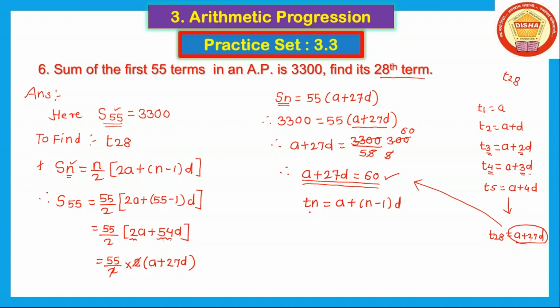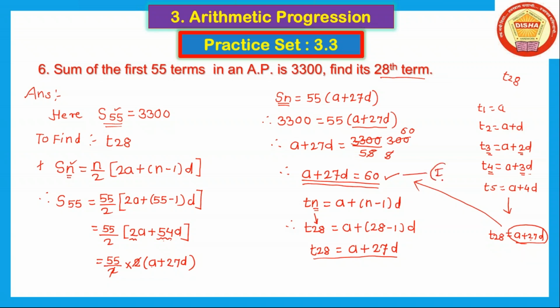So here we use the formula of Tn is equal to A plus n minus 1 into D. Then the value of n is given. We have to find here T28. Means we put n is equal to 28. So we write here A plus 28 minus 1 into D. Means T28 is equal to A plus 27D. See, this is one more equation, and here we find this value.